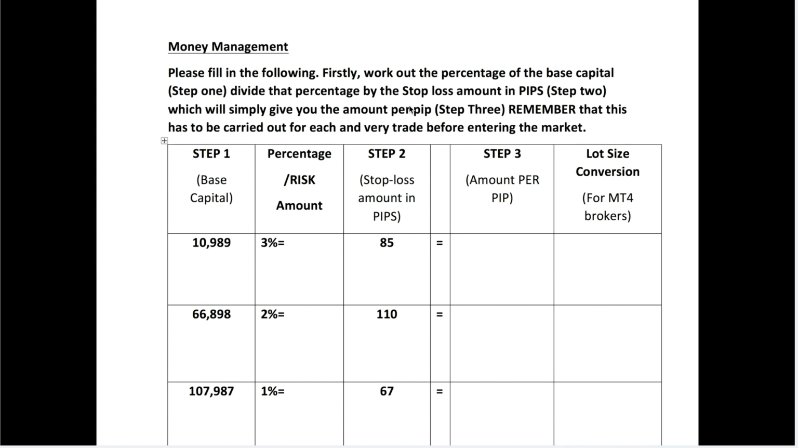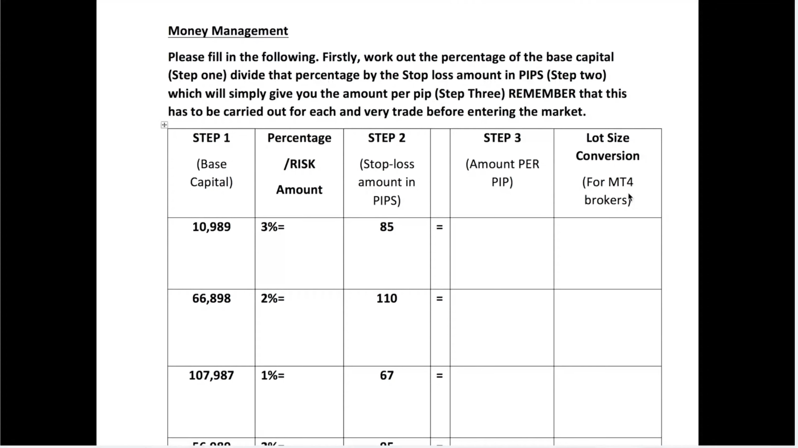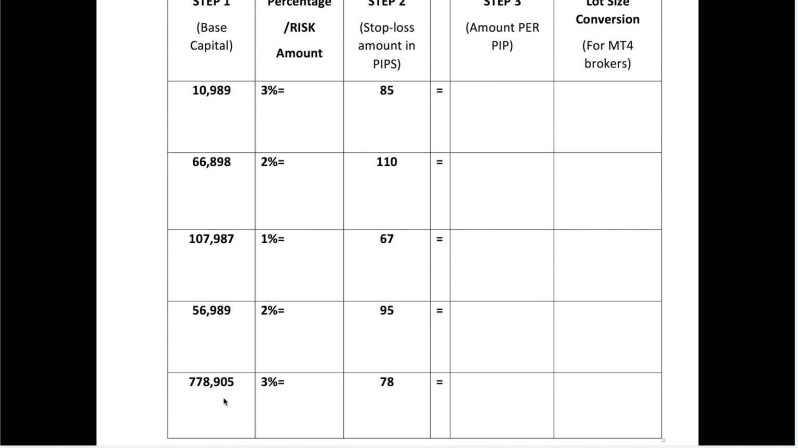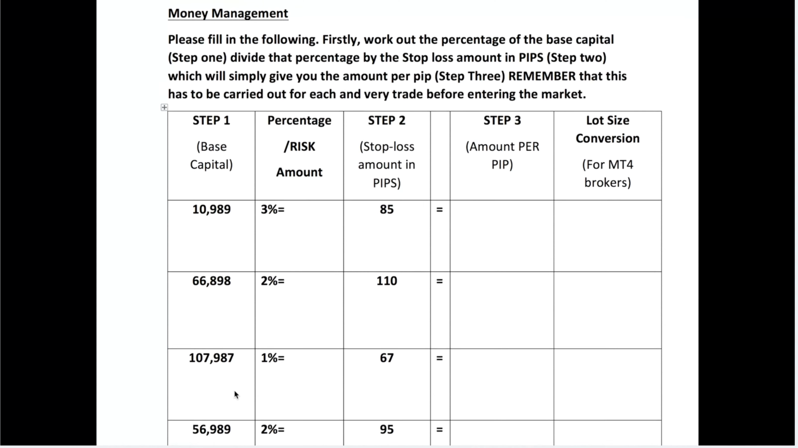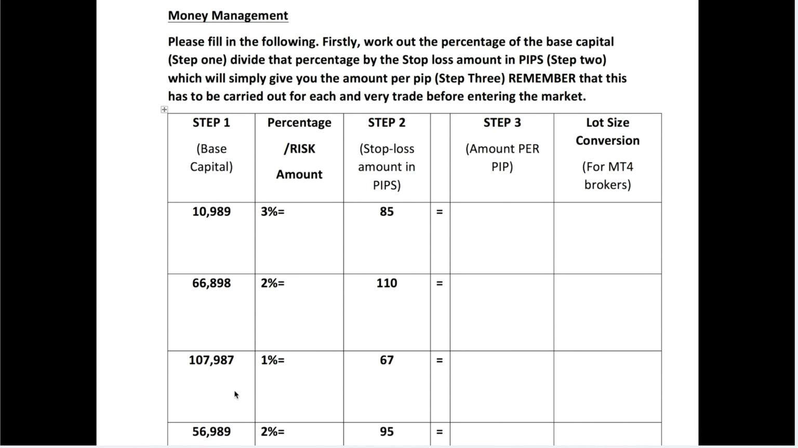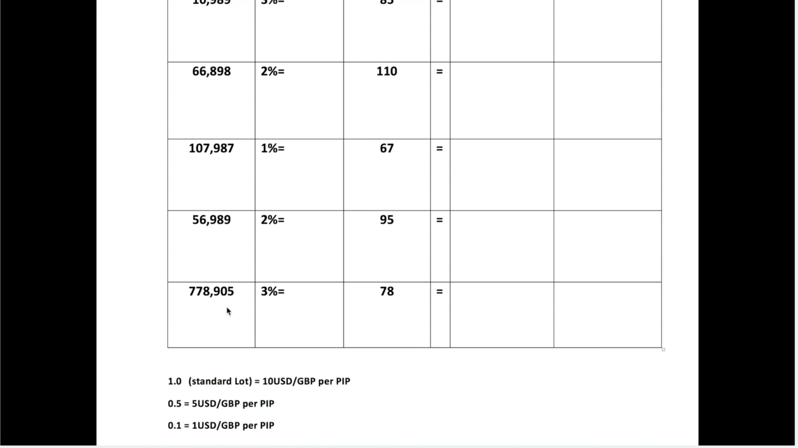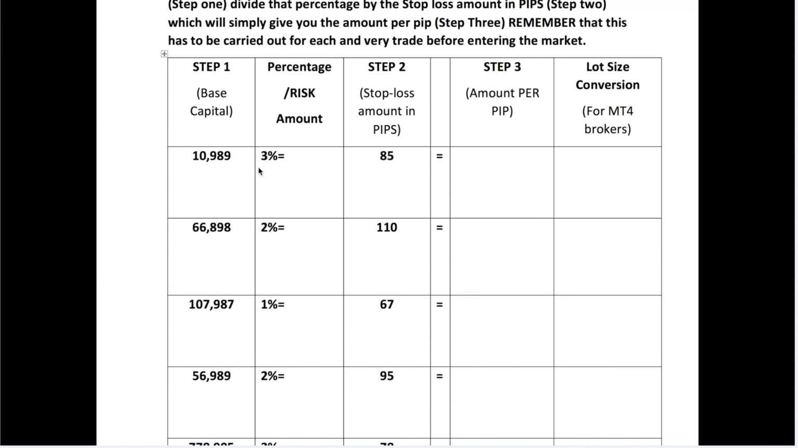So we've got step 1, step 2, step 3. First things first, let's go through the sheet. Firstly, work out the percentage of the base capital, which is here. So I've done 1, 2, 3, 4, 5 different examples of various capital sizes, various capital amounts. 10,000, 66,000, stretching all the way up to 778,000. Percentage risk on each trade, that's going to vary as well.